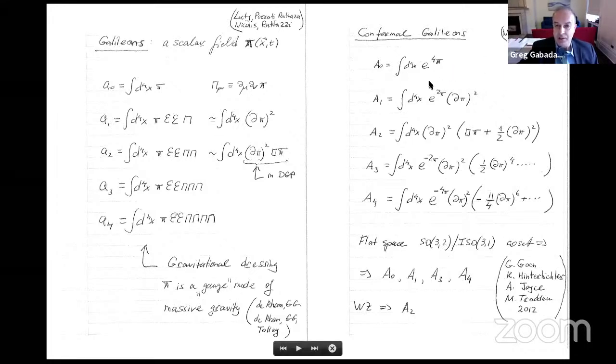And the actions, again, terms in the actions are, the first one is e to the 4 pi, and I'm sorry, that's called the zeroth.